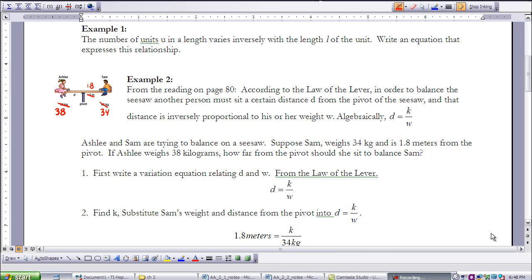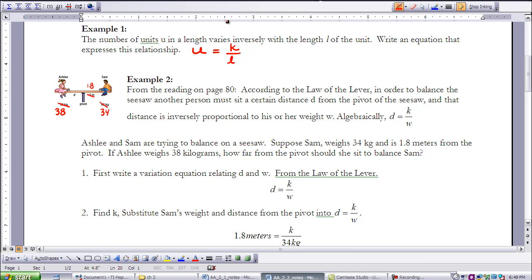Let's just work through example 1 together. The number of units u in a length varies inversely with the length L of the unit. Write an equation that expresses this relationship. So once again, the unit u is a length that varies inversely. So we know inversely, we're going to divide. So k is going to be over our independent variable, which will be L. And it does not say it's to a certain power, so we can assume it's to the power of 1. So our equation would be u equals k over L.